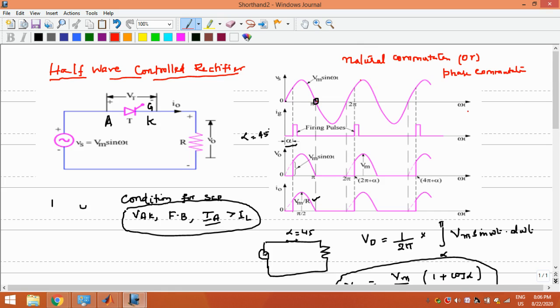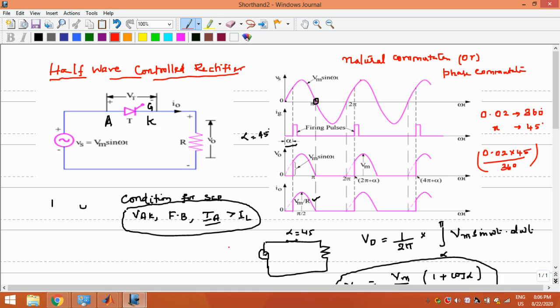So you understood that for a time period of 20 millisecond or 0.02, the whole cycle is 360 degree. So 0.02, and for a 45 degree, right, what is the time period? So all you need to do is 0.02 into 45 divided by 360.